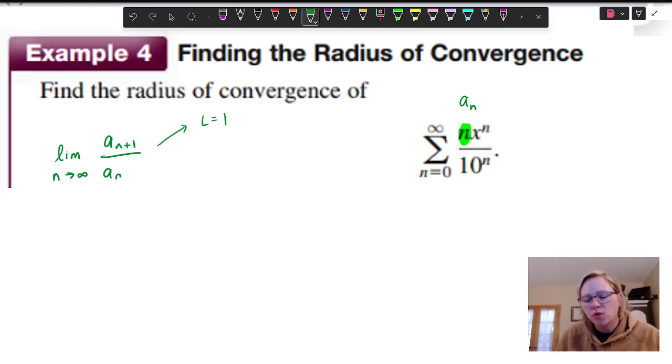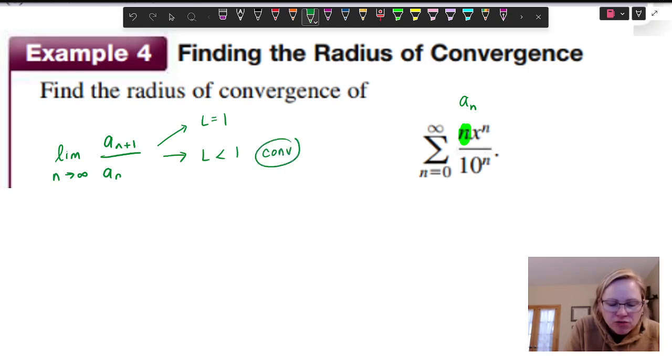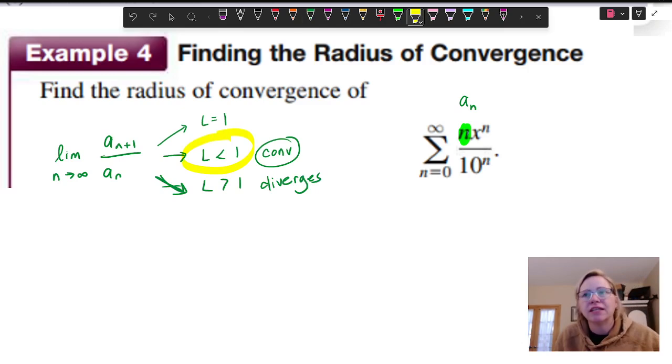But in this series, remember, we don't know what this series is. We have an x, an unknown variable. So what we're doing is trying to find all the x's that would create a convergent series. So if L is less than 1, then I know my series converges. If L is greater than 1, then my series diverges. So I want to focus on this result of L being less than 1, and solve for all the x's that would create a limit where I get a value less than 1. That's where I'm going.